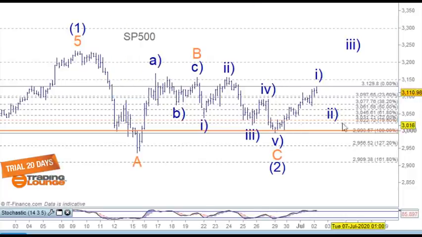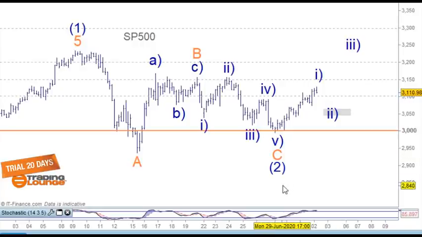I think it's just important to look at all of these. So that's all we're doing at the moment. And then we just need to come up with strategies for this. So it's possible for this to have a 3-wave correction here and then move up higher from that point.